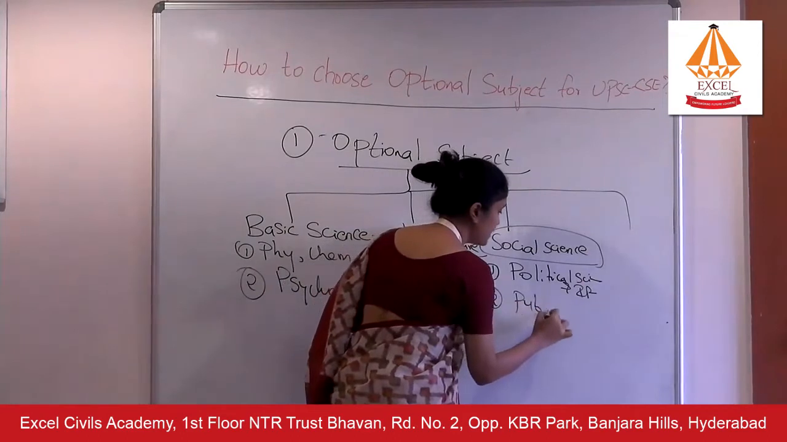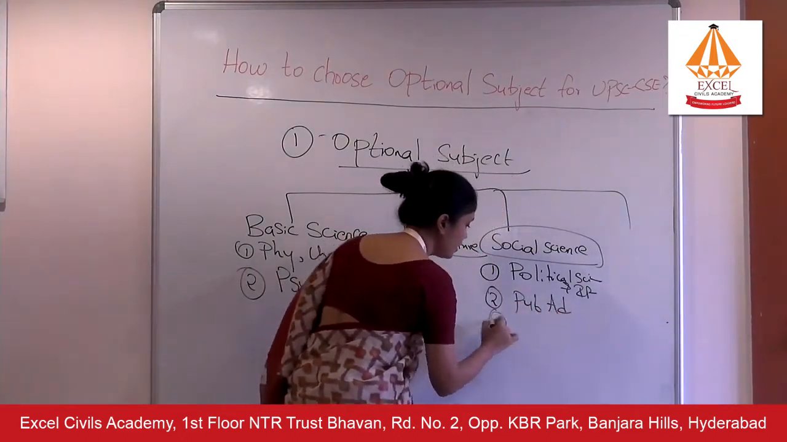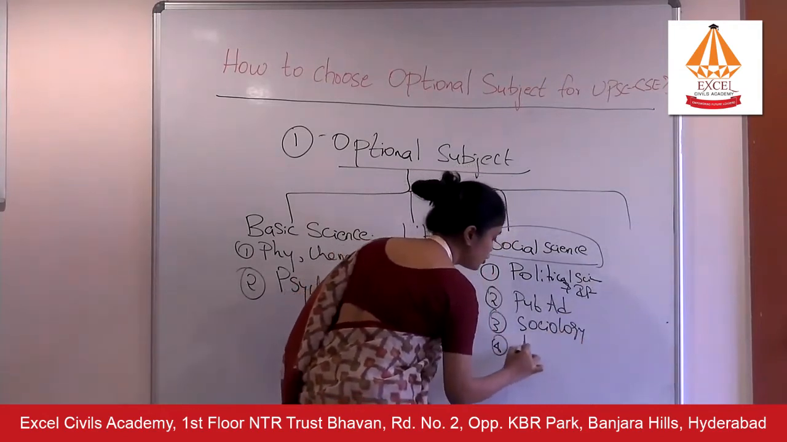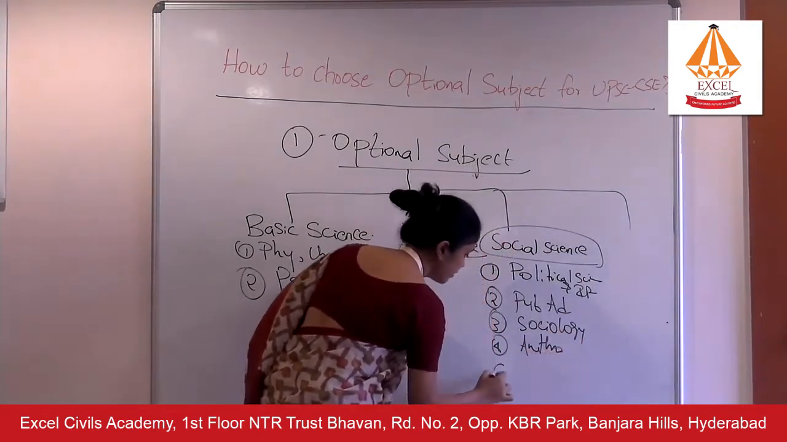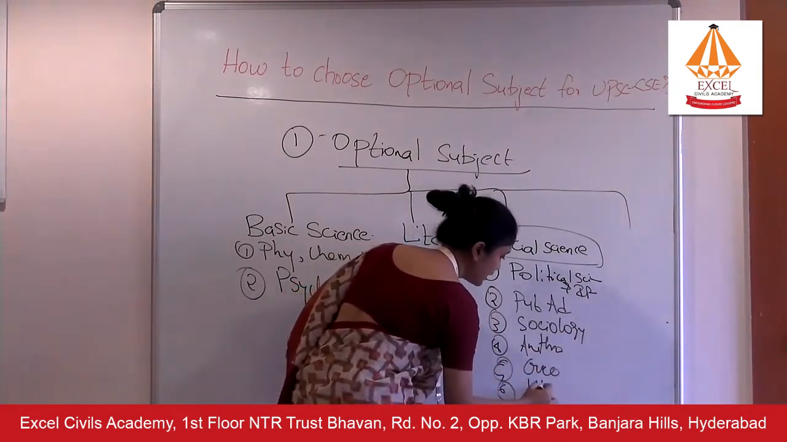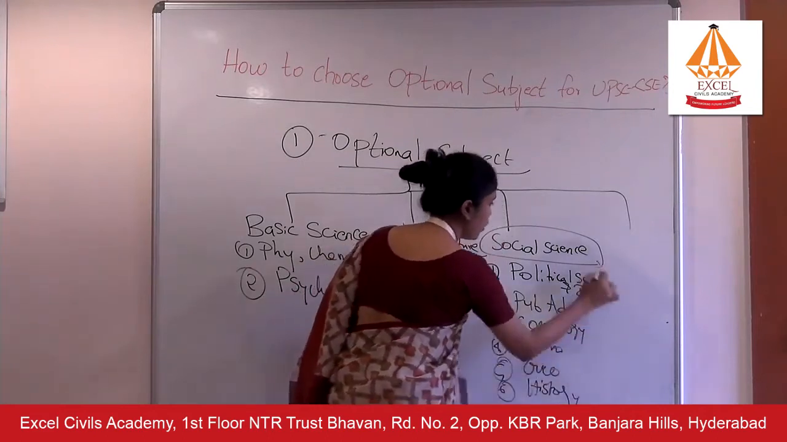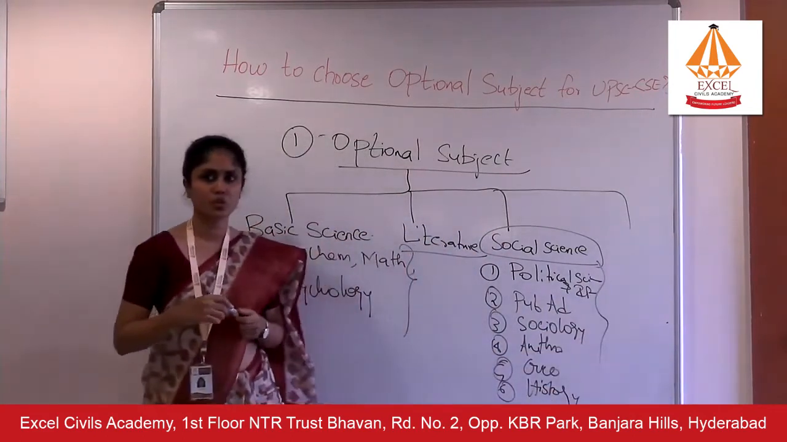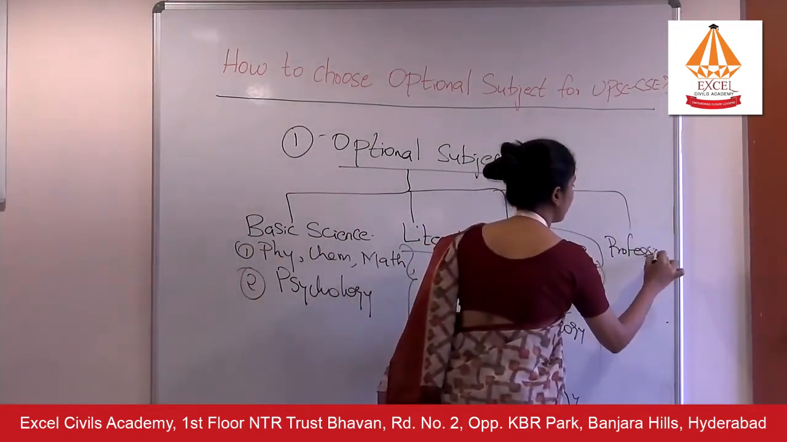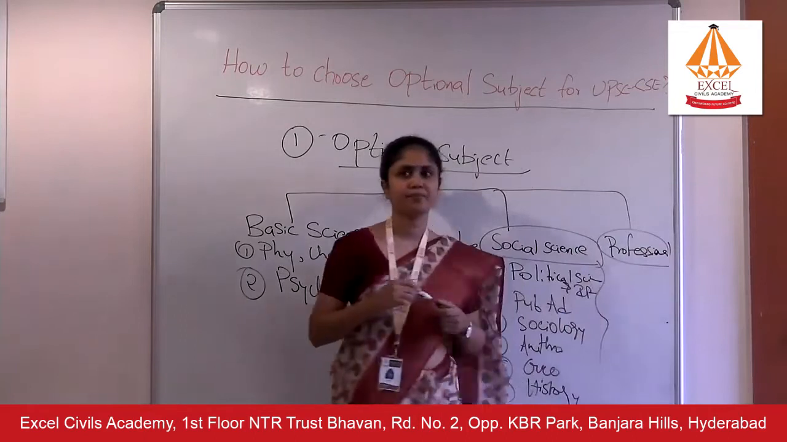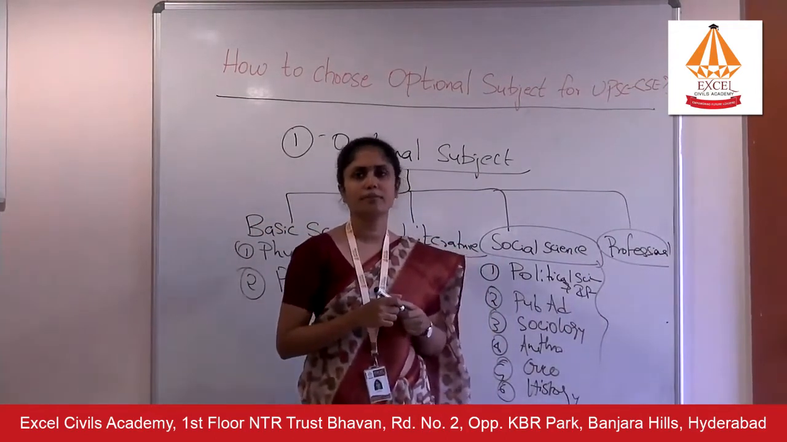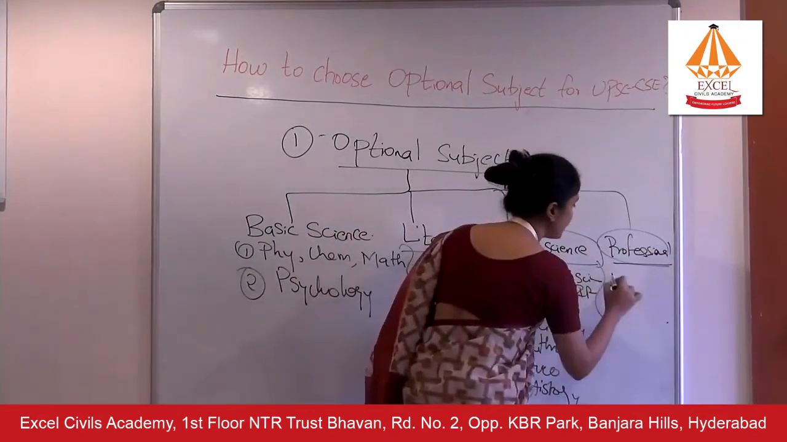Then you have public administration. You have your sociology, anthropology, geography, history. Now, all these are social science optionals which you can choose. Okay. And then you have your professional degrees, your engineering, medical sciences, law. These are the optionals which are available under this category.